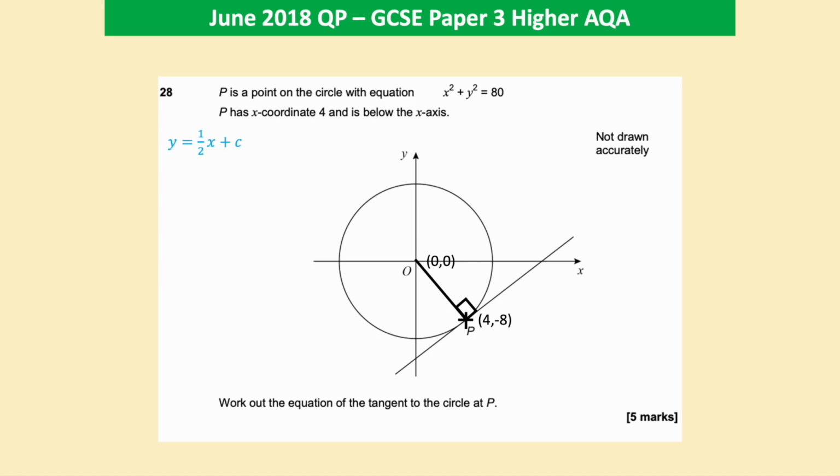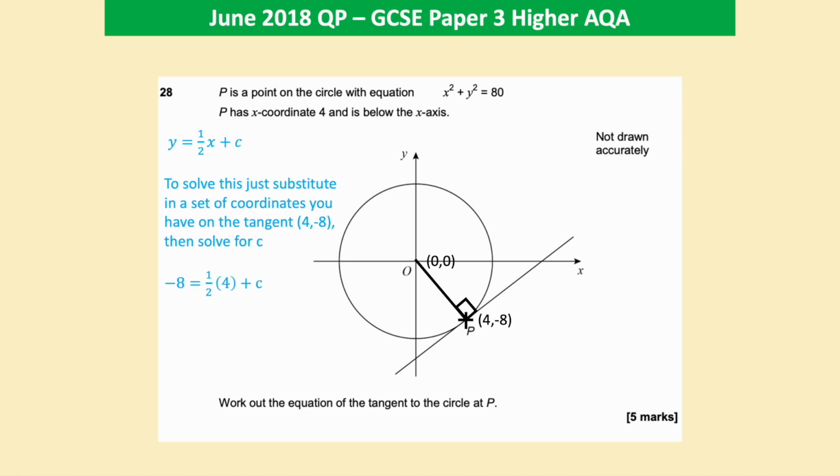Then to find c, all we need to do is put in a coordinate that is on the tangent, which conveniently is (4, -8). Therefore, if you substitute in x equals 4 and y equals -8, you can then solve for c, which tells you that c is -10, giving you the equation of the straight line as y equals 1/2 x minus 10.